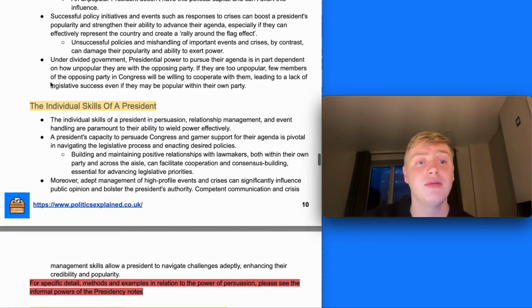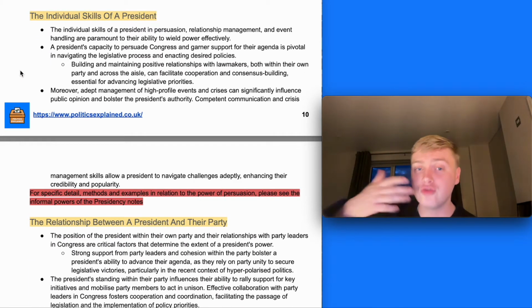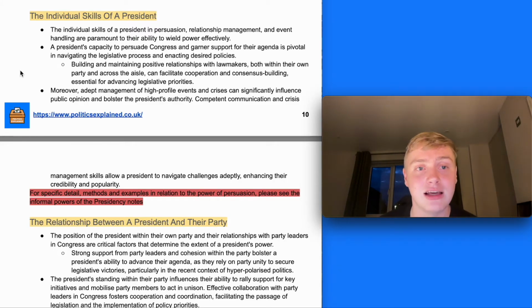The next key factor is the individual skills of a president. The individual skills of a president in persuasion, relationship management, and event handling are paramount to their ability to wield power effectively.